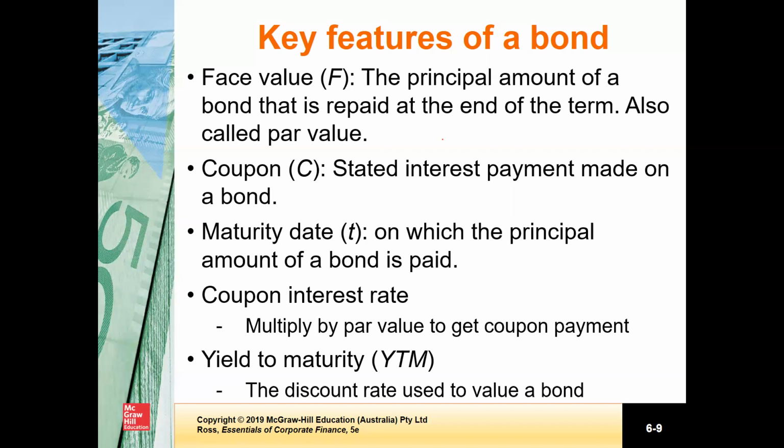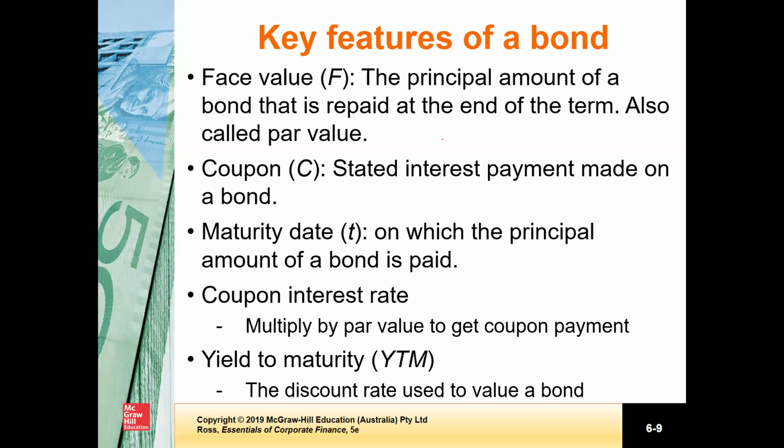Coupon is the stated interest rate on the bond. For example, when a bond is issued, its coupon rate is 10%. And let's say the face value is $1,000, then the 10% of 1,000, which is 100, that is the coupon, and that's the stated coupon, which will be paid periodically, let's say annually.